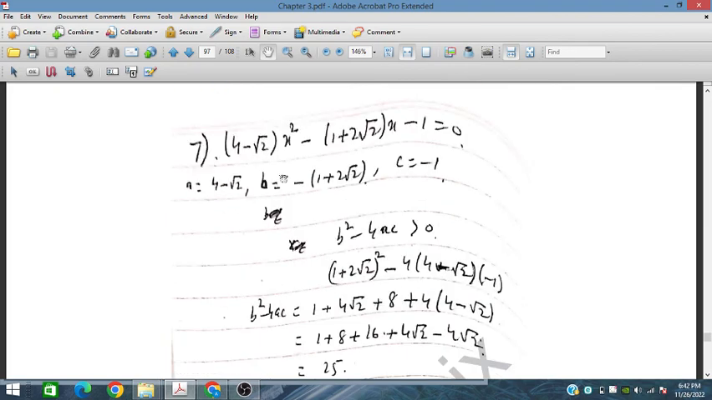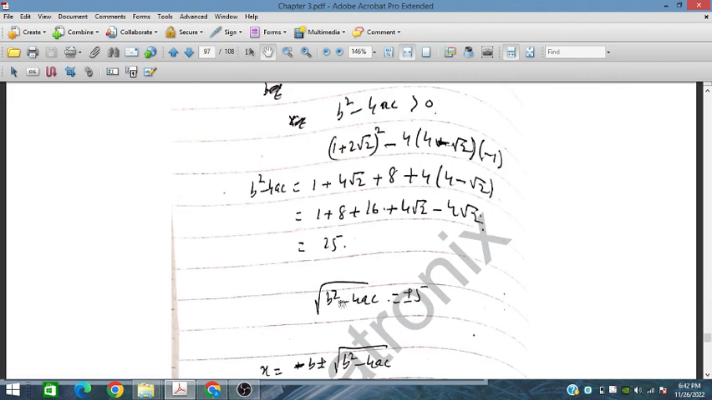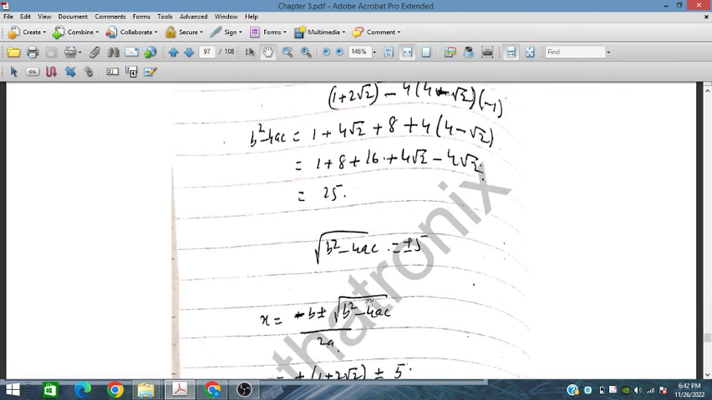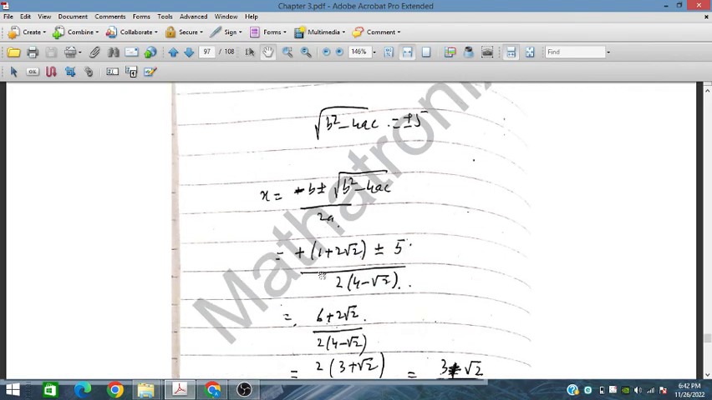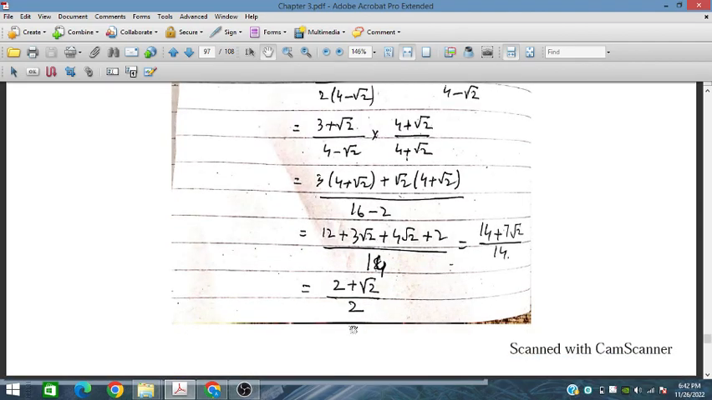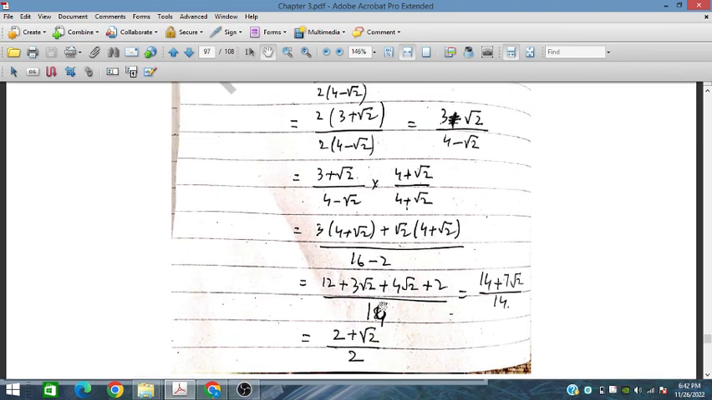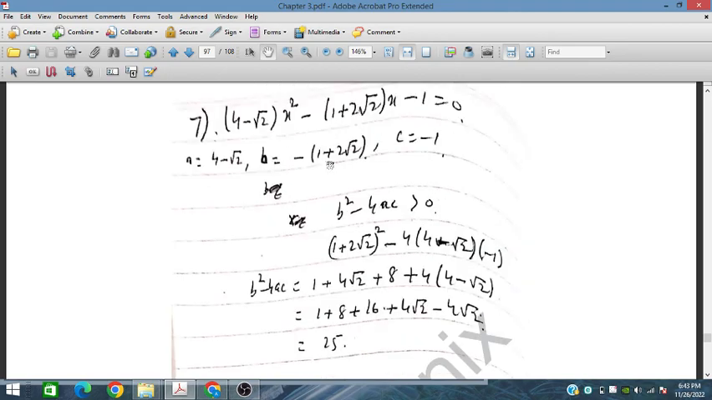Now let's solve question number 7. We have this a, b and c given as this, and we have to find the discriminant. It is 25. So b square is plus minus this. So this value is already known. Plus minus 5. And so we have obtained this. So 2 plus under root 2 and this one. So this is the solution of this problem.